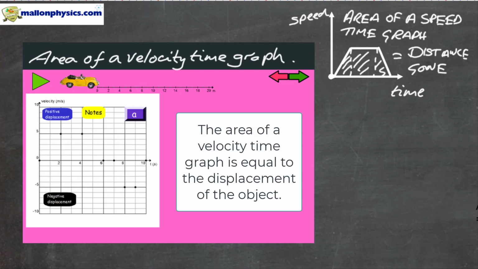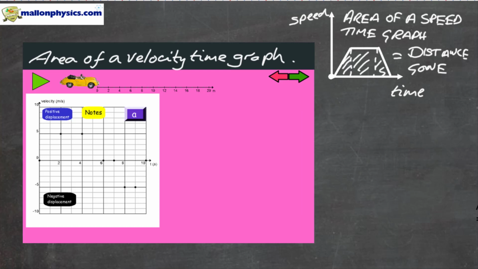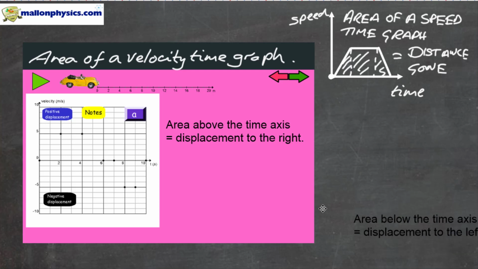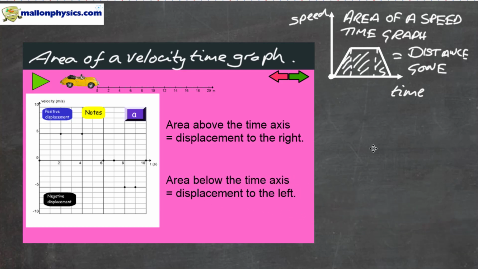Now, the area of a velocity time graph is going to be equal to the object's displacement, its final displacement. So displacement is a vector quantity that needs a magnitude and direction as well. So this is where we have to be very careful here, because the area above the time axis, which involves the positive velocities, is going to indicate the displacement to the right. And the area below the time axis, which involves the negative velocities, is going to represent the displacement to the left.